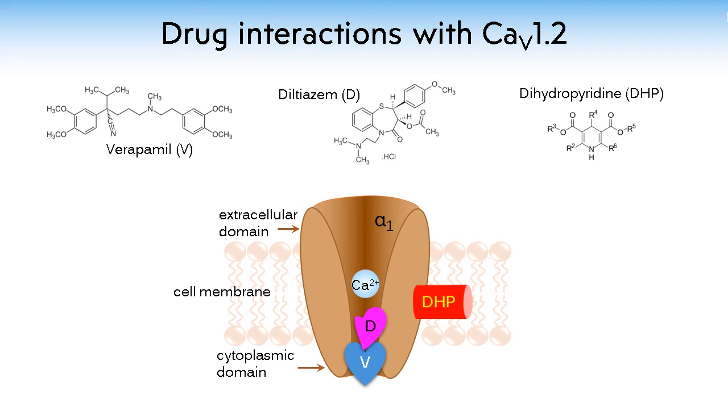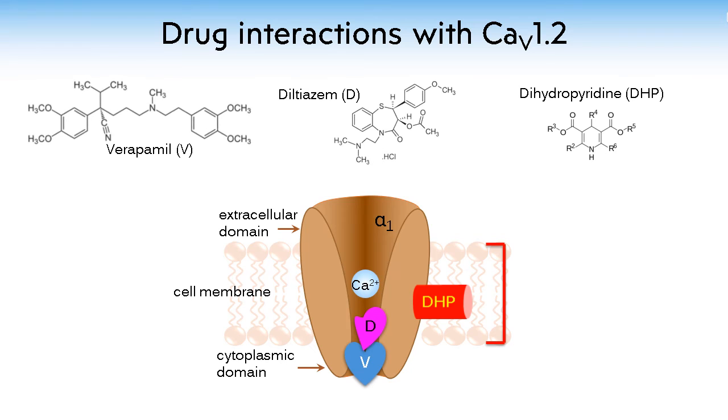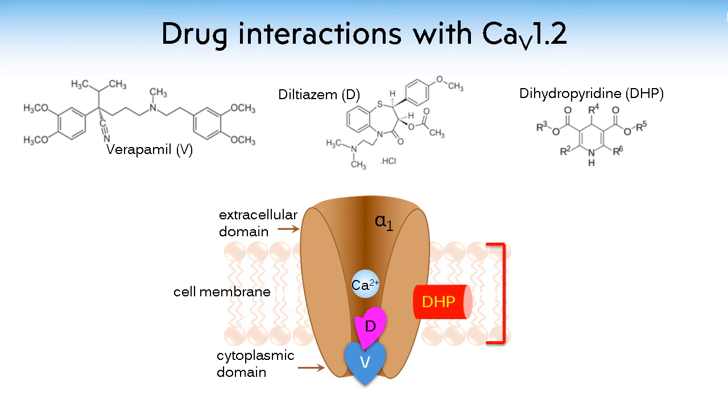Notice that the binding sites for diltiazem and the dihydropyridines lie within the transmembrane region of the channel. This means that they can sense and be affected by the membrane potential. In fact, both types of drug show an increased affinity for their binding sites when the membrane is depolarized. These differences in binding sites can help to explain the cardioselectivity of verapamil, the vascular selectivity of dihydropyridines, and why diltiazem has actions of both the other drug classes.